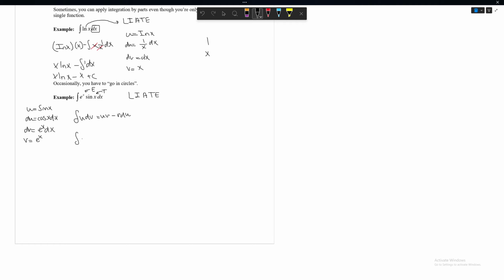It says the integral of my sine x e to the x dx equals uv, which is sine x e to the x, minus the integral of v du, which is e to the x, and my du is cos x dx. Now I gotta integrate this.